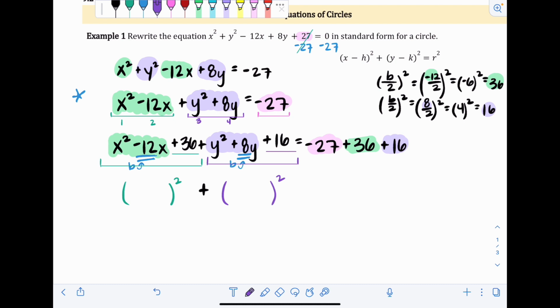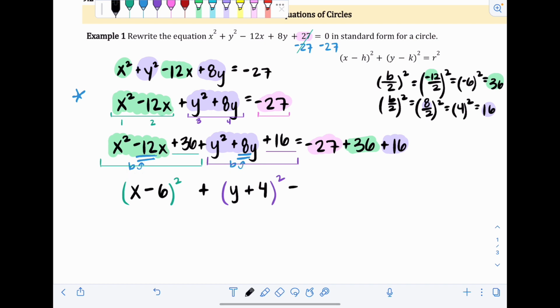And I'm going to use just the pattern to factor this one. So it'll be the square root of the first term. So the square root of x squared would be x. The sign from the middle term, so minus. And then the square root of the third term, so the square root of 36 is 6. And then the same pattern for the y's, the square root of the first term, so y. The sign from the middle term, so plus, since it was a plus 8y. And then the square root of the third term, so the square root of 16 is 4, so y plus 4 squared.